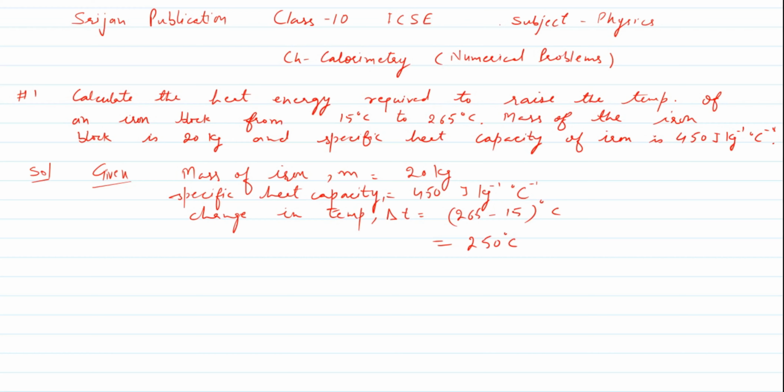Let me write the symbol for C, the specific heat capacity. And the relation is: the heat energy Q is equal to m c delta T, where m is the mass, c is the specific heat capacity, and delta T is the change in temperature. The amount of heat energy required we need to calculate. So Q is equal to, given is this, and to find I'm writing over here.